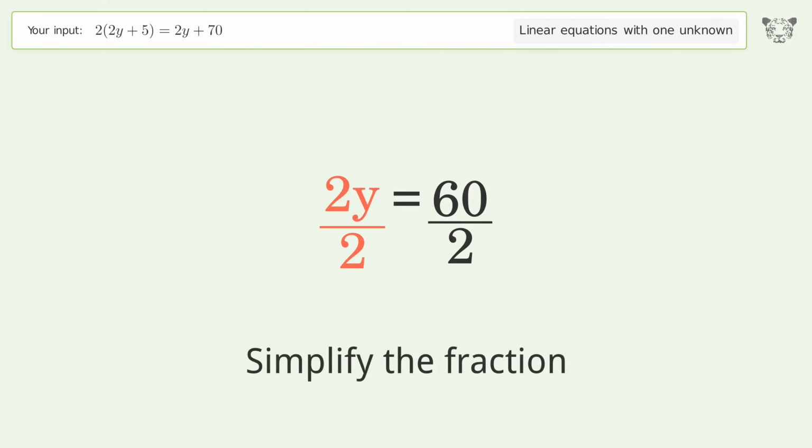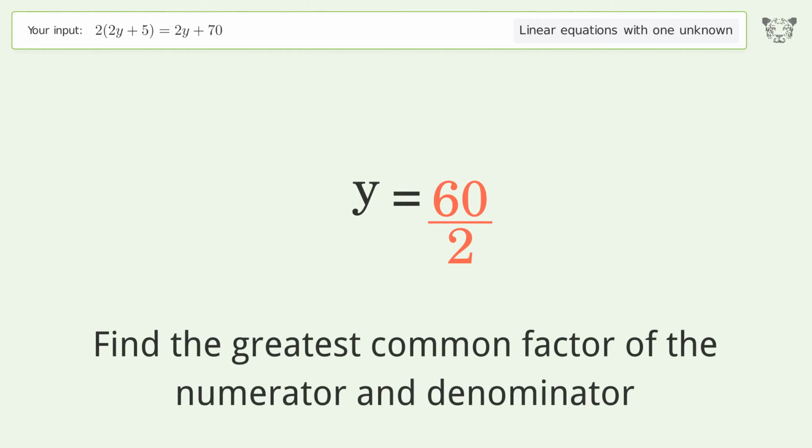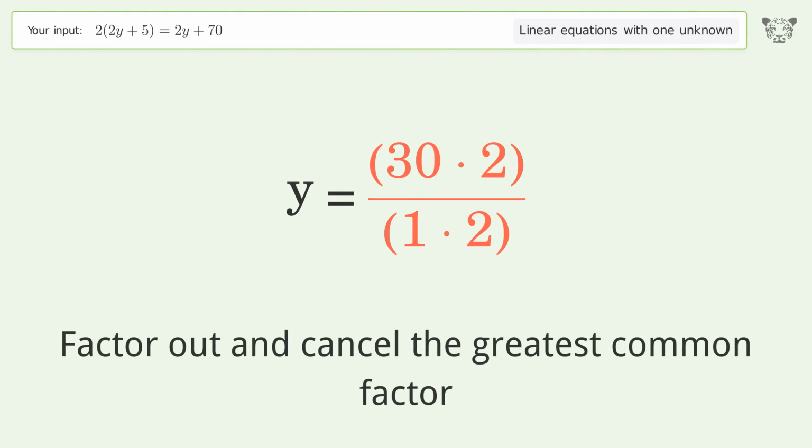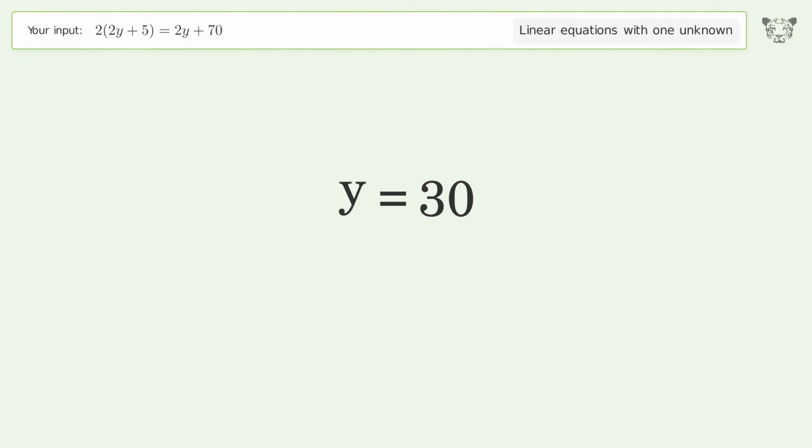Simplify the fraction. Find the greatest common factor of the numerator and denominator. Factor out and cancel the greatest common factor. And so the final result is y equals 30.